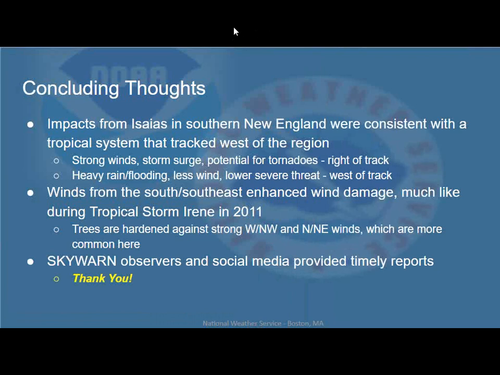And this is probably a good time to thank the Skywarn observers and also you folks out there who have given us information as the storm was going through. It's really, really helpful, and it helps us see what's going on on the ground. So thank you.